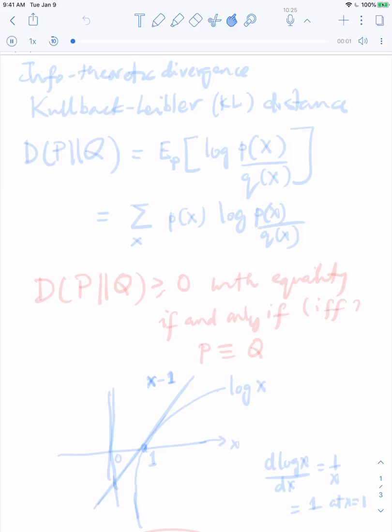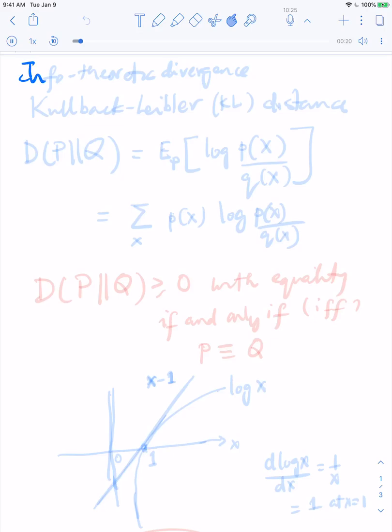Okay, so we had used in the proof of the convergence of the EM algorithm the concept of information theoretic divergence, and we had used the fact that it is always non-negative. So let me do a quick sketch of the definition and the non-negativity property now.